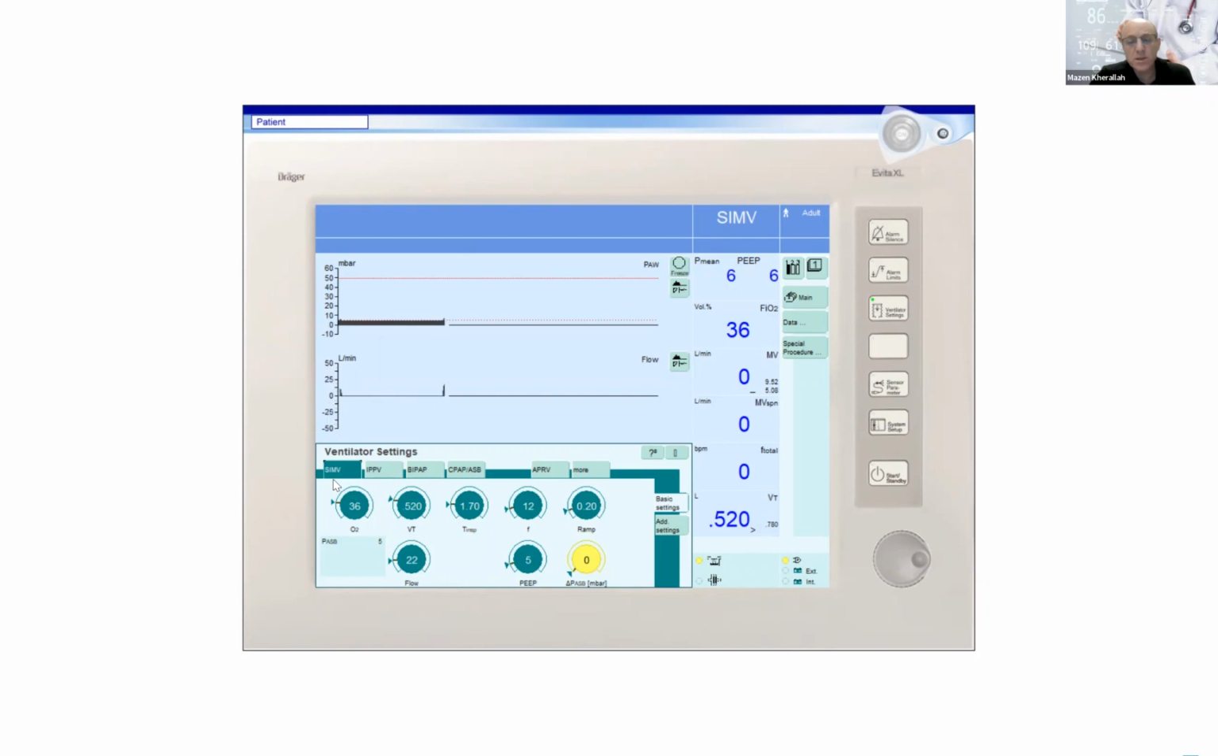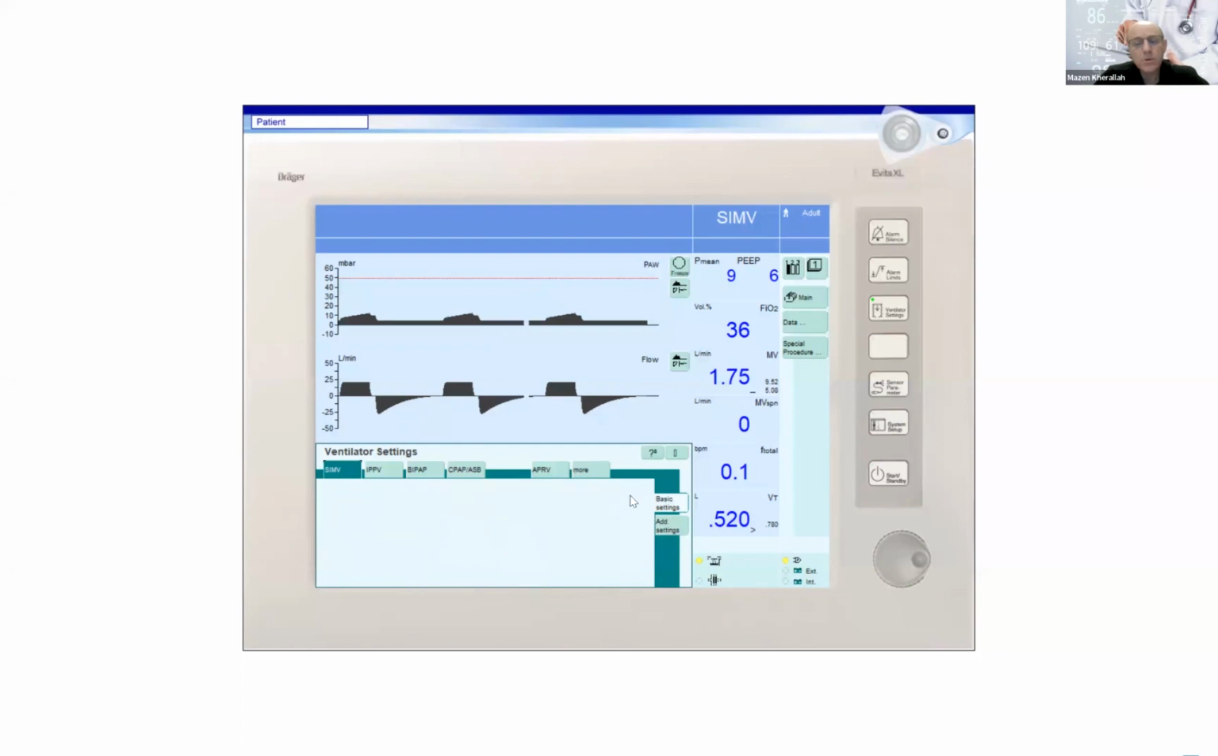So if you look at the different modes that you have here, of course, you have your SIMV mode, and this is Evita XL. It's a bit different from the newer Dräger, but in the Evita XL, open the modes and go to more, and then you find here PPS. If you click on it, let's review the settings.